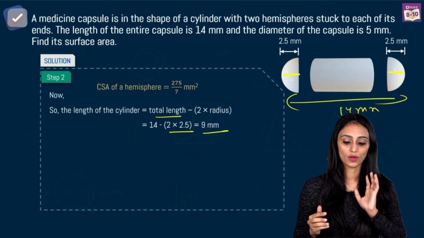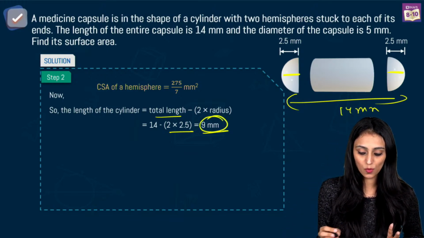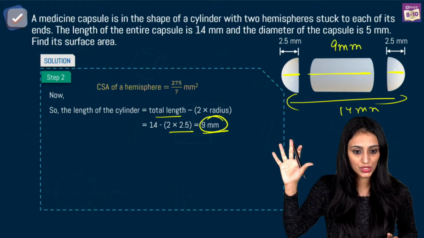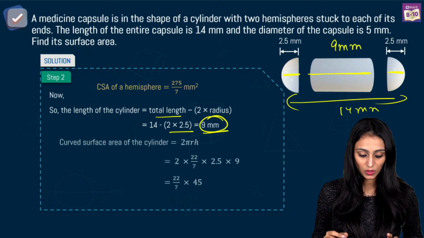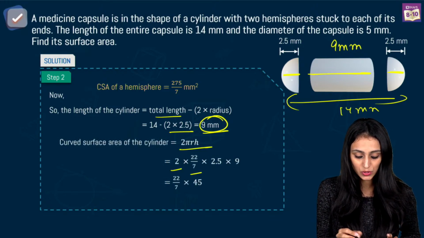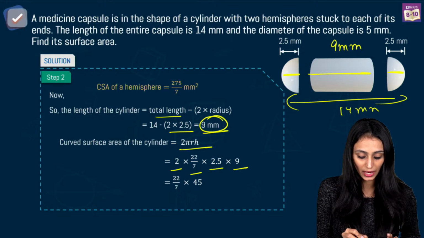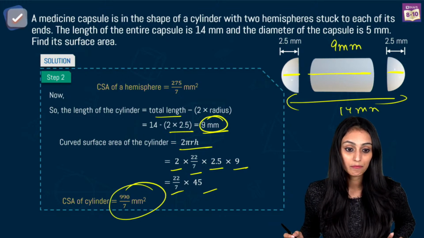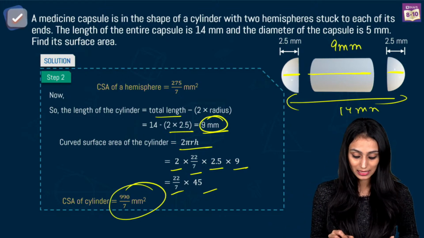All right. So now we have what? This 9 millimeter is what? This is the length for this cylindrical part. Right? No confusion still here? Okay. So what we will do here, we will find out the curved surface area for this cylinder now. That's 2 times 22 by 7 into 2.5 into 9, 22 by 7 into 45. So 990 by 7 millimeter square. That's for this cylindrical part.